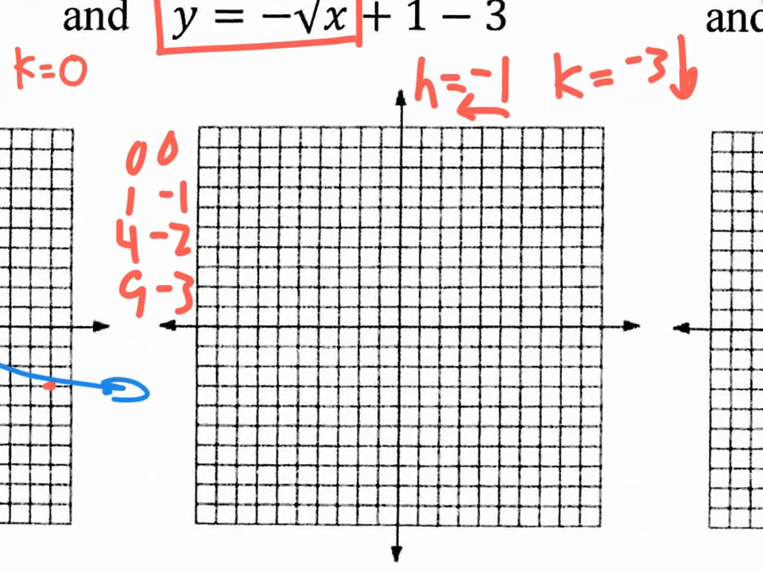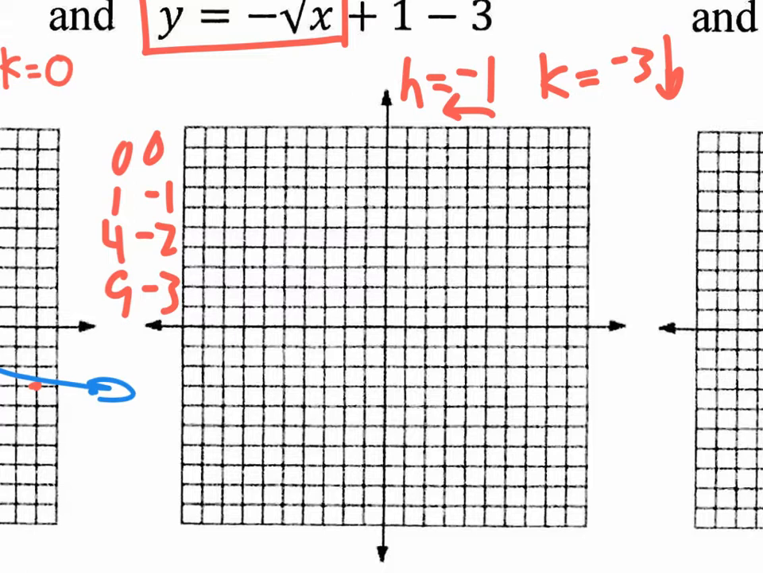So let's plot them and then we'll shift them. So 0, 0. 1, negative 1, 4, negative 2, 9, negative 3. And let's shift them all 1 to the left and 3 down. So if you take the original one, 1 to the left and 1, 2, 3 down, you end up right here. The other one's 1 unit diagonal from it that way. So this would be your graph right there.